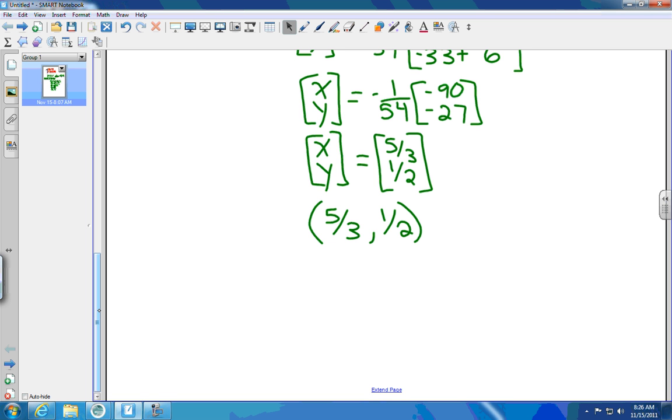Homework problems, 1 through 11. You can skip number 3 and 14 through 23.